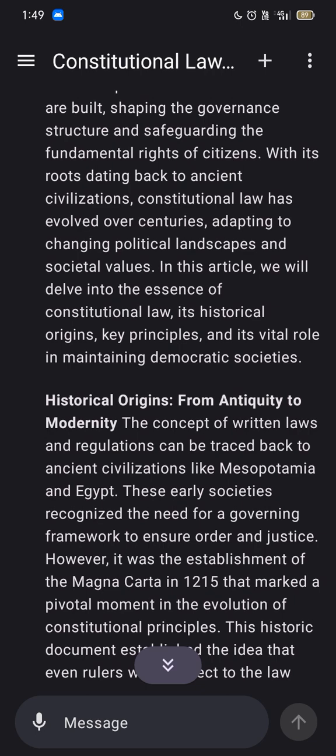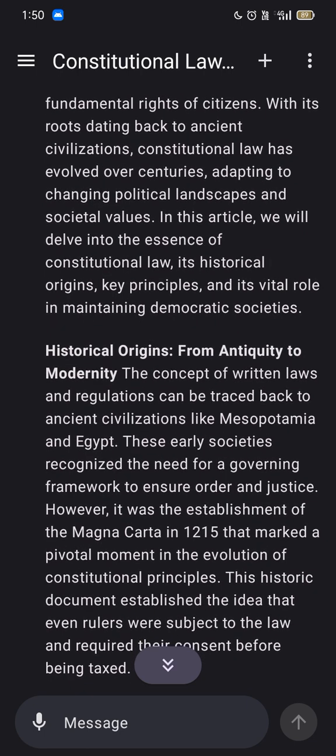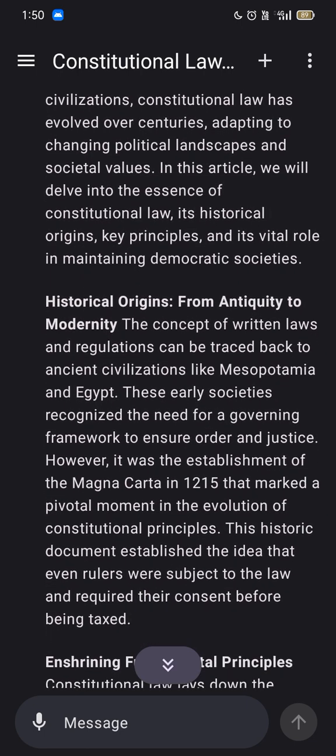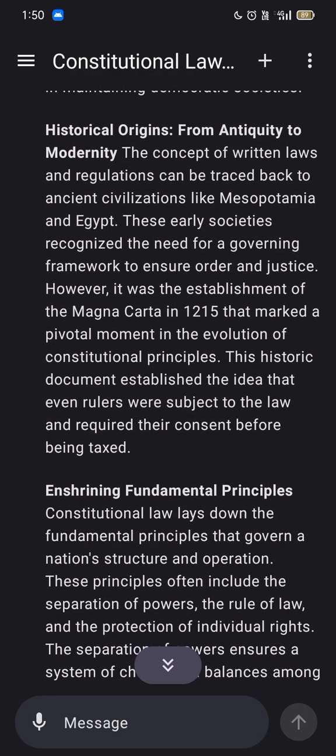In this article, we will delve into the essence of constitutional law, its historical origin, key principles, and its vital role in maintaining democratic societies. Historical origins from antiquity to modernity.